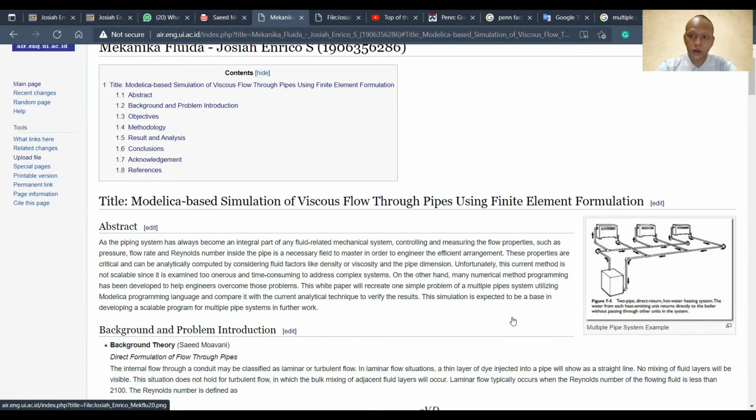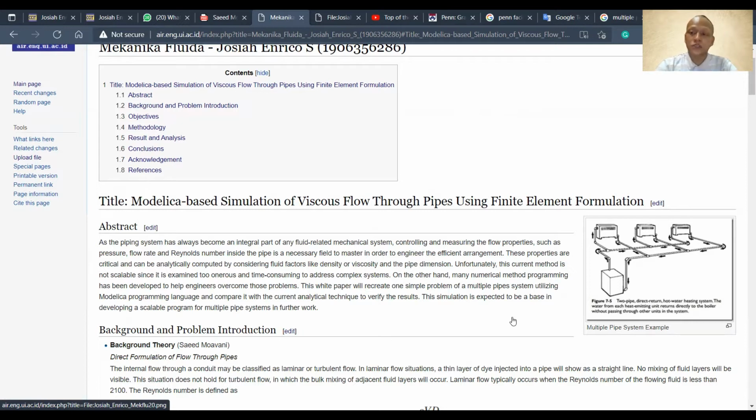So what are we going to talk about here? We're going to talk about controlling and measuring several important properties in a multiple pipe system. Though these properties are really critical, unfortunately, the analytical way to calculate those numbers at several selected points is currently onerous and time consuming. So there is a need to find a numerical method or computer aided way to overcome these challenges.